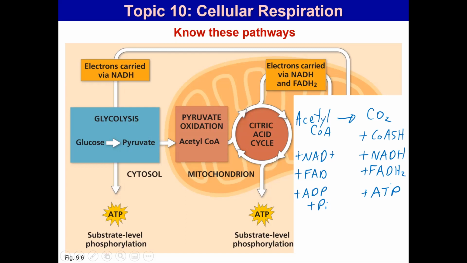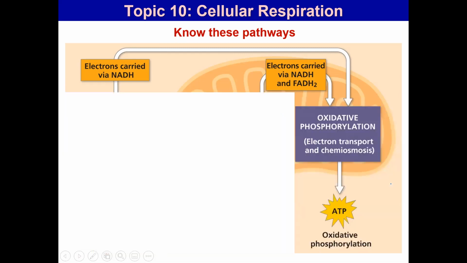So let's get to that last final step, which is the oxidative phosphorylation. So notice we're taking these NADHs from glycolysis and the electron carriers from the citric acid cycle. And we're going to bring them over here. We're going to bring them to the electron transport chain. And we're going to do some chemiosmosis, which is the production of ATP.